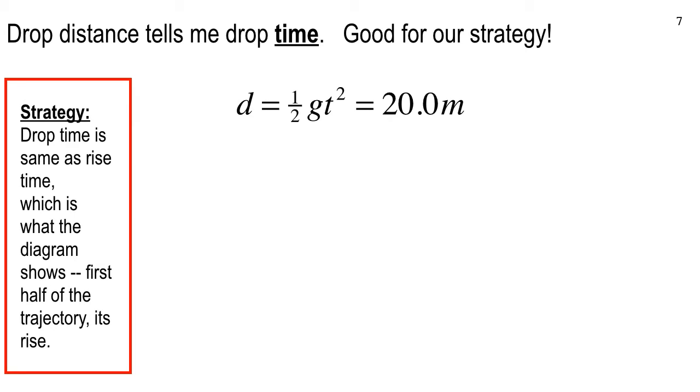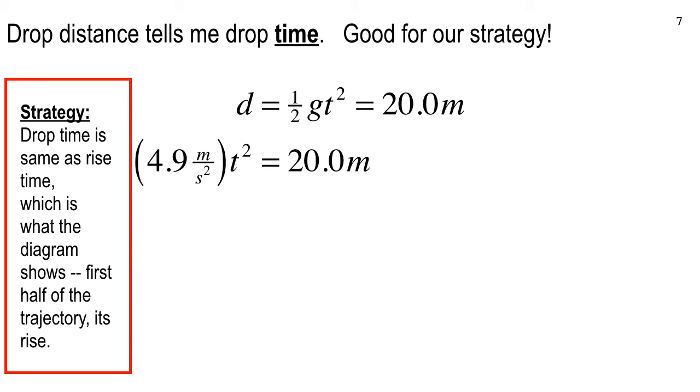All right, so let's put it together. First things, put in what you know. Okay, 1/2 G, that's this, 4.9 meters per second squared. We're plugging in some numbers. Now, we don't know what T squared is yet. That's what we're trying to figure out. But we do know the drop distance, 20.0 meters. All right? So that's good.